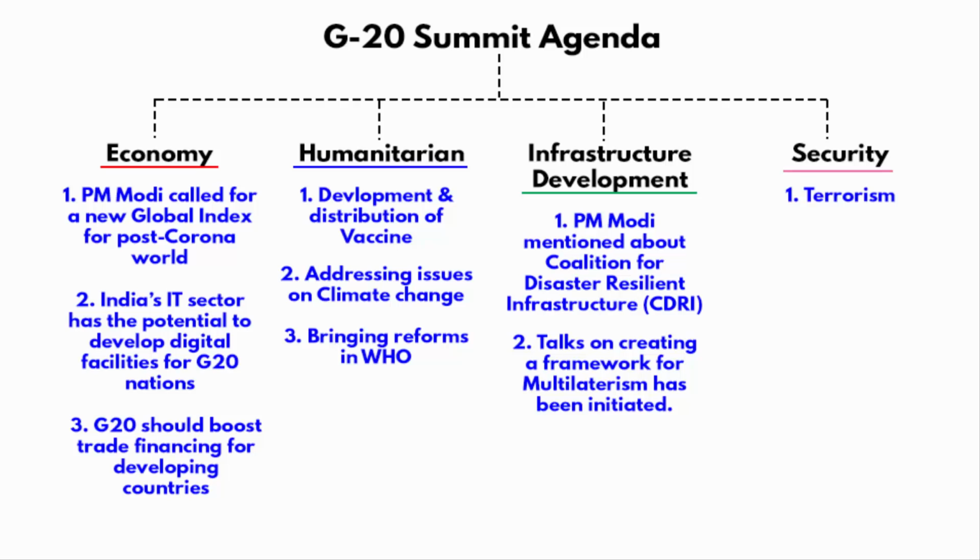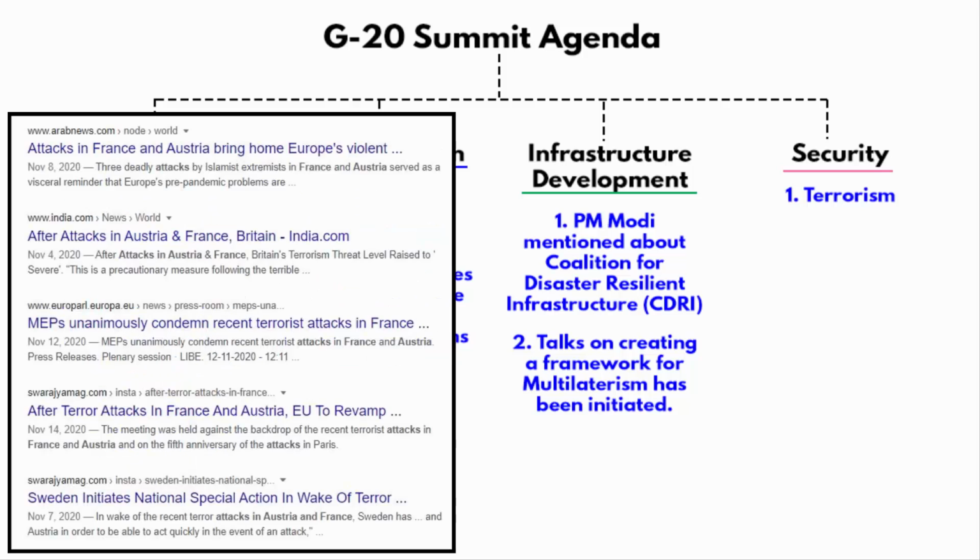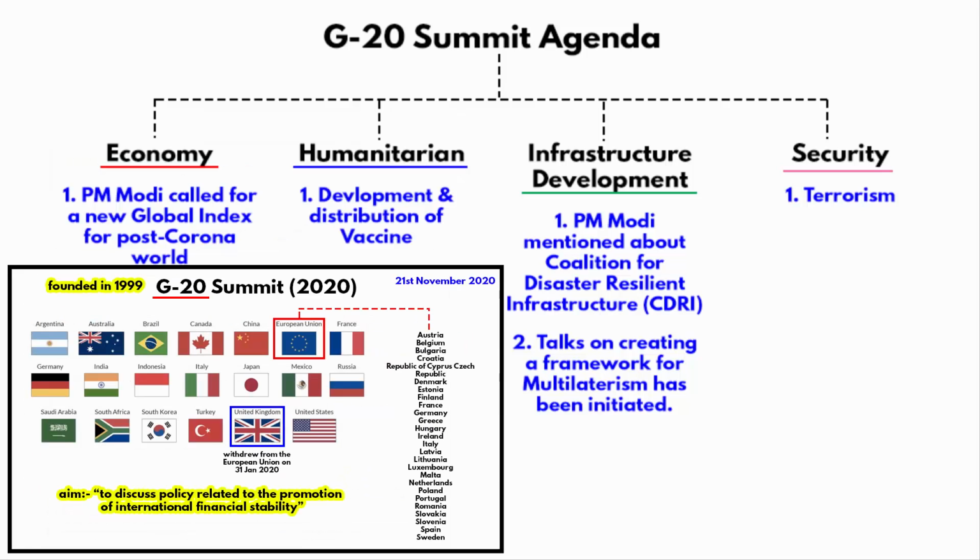Now coming to the category of security, under this we have to talk about terrorism. If you all remember, recent terrorist attacks in France and Austria have triggered massive fear among the members of the European Union and the United Kingdom. In fact, this was brought up in the G20 summit, and all the leaders of the G20 nations strongly condemned it and asked for a strong coordinated approach.